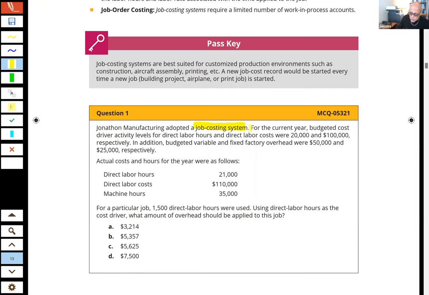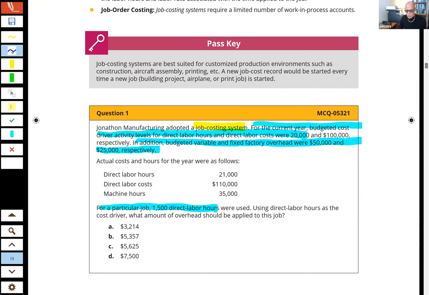We take a look and we say that for the current year, budgeted cost driver activity levels for direct labor hours, indirect labor costs, were 20,000 for the hours and $100,000 for the actual cost. In addition, budgeted variable and fixed overhead were $50,000 and $25,000 respectively. So they've told us what they expect the overhead to be, and what they expect the driver to be. And they say here for a particular job, since we're using direct labor hours, we know that the driver has to be direct labor hours.